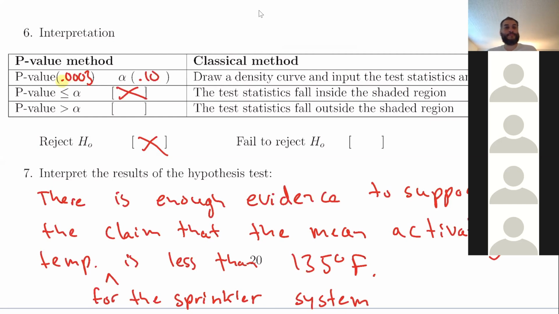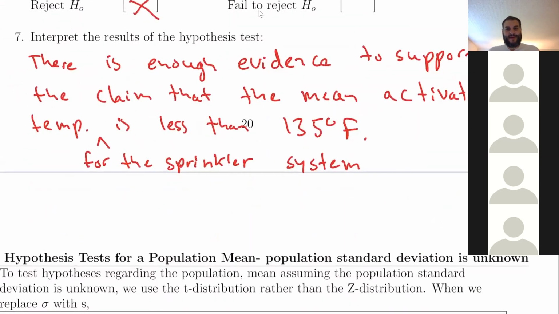When we're interpreting the results of the hypothesis test, it doesn't matter if we word it as to support the claim or support the alternative hypothesis. It's interchangeable, because pretty much the claim is the alternative hypothesis. All right, that's it for that last problem. Any questions in regard to that last problem? All right, let's move on down.